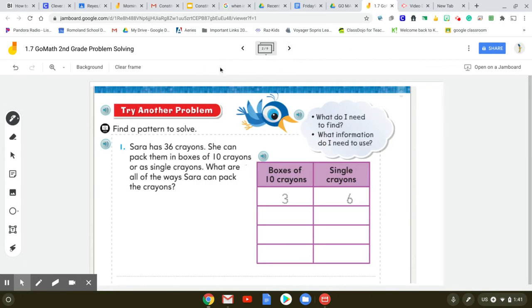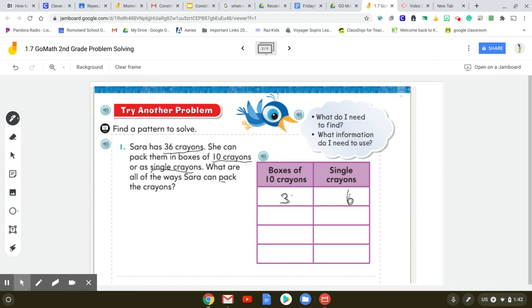Try another problem. So we're on number 1, and I'm going to read it. Sarah has 36 crayons. She can pack them in boxes of 10 crayons or as single crayons. What are all the ways Sarah can pack the crayons? So let's read it one more time. So Sarah has 36 crayons. She could pack them in boxes of 10 crayons or as single crayons. How many different ways can she pack them? And here they've already started the columns for us. So we have 3 tens and 6 ones, okay?